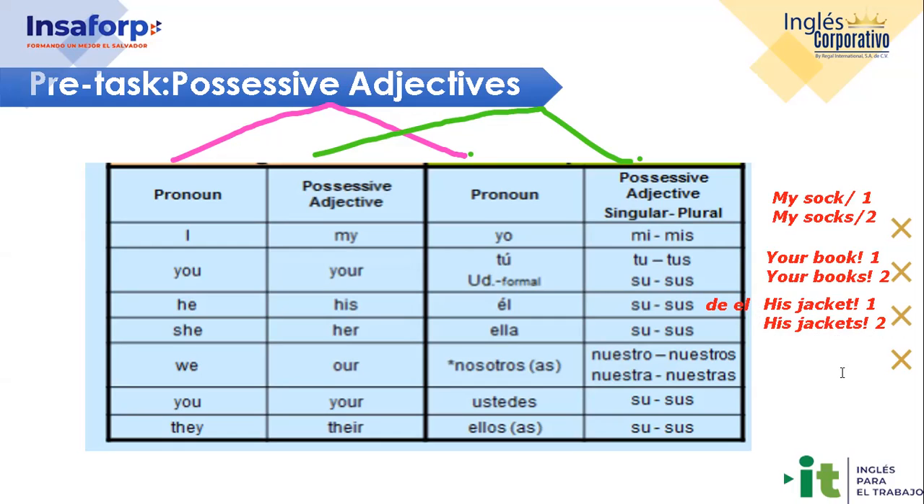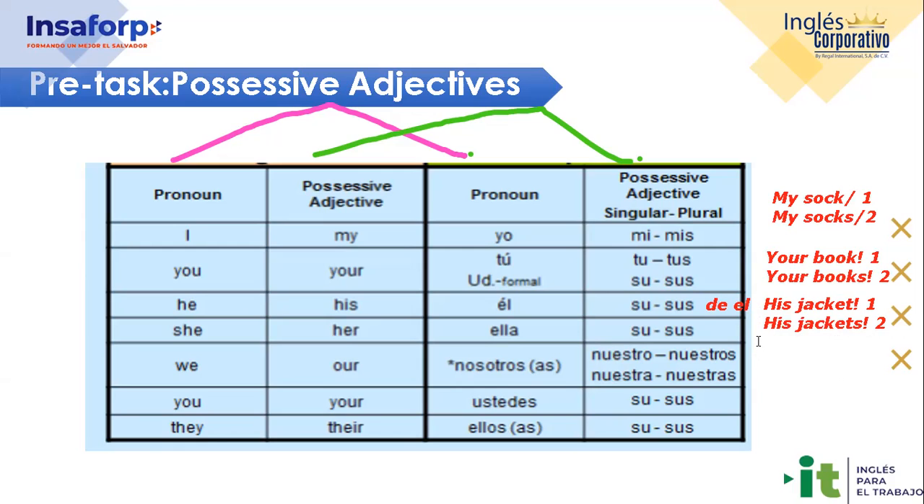Entonces, su chaqueta, ¿la chaqueta de quién? De él. O sus chaquetas, ¿de quién? De él. Eso, a eso se refiere ese his. Ese his lo utilizan con el pronombre él para decir que algo le pertenece a quién. A él, al singular form, third person singular form, he.